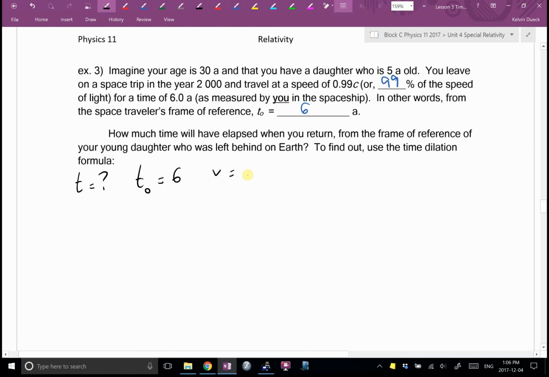It's in there. Read. 99. We can't do math with a percent. Oh. Got to make it a decimal. 0.99 c. Got to have that, folks. Otherwise, 0.99 would be like 0.99 meters per second. That's crazy slow. 0.99% of C, that's crazy fast.